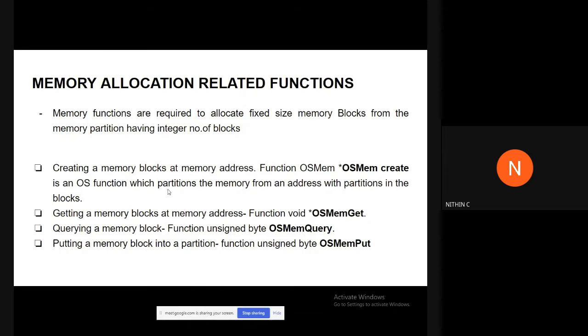If you need to create a memory block at a memory address, you can make use of the OS mem create function, which partitions the memory from an address into blocks. Then for getting a memory block at a memory address, you can use the OS memory get function. And for querying a memory block, that is, for getting information regarding a particular memory block, you can make use of the function OS memory query. And for getting a block from the partition, you will be using OS memory get, and for putting it back to the partition, you will be using the OS memory put function. And these are the memory allocation related functions in uC/OS RTOS.